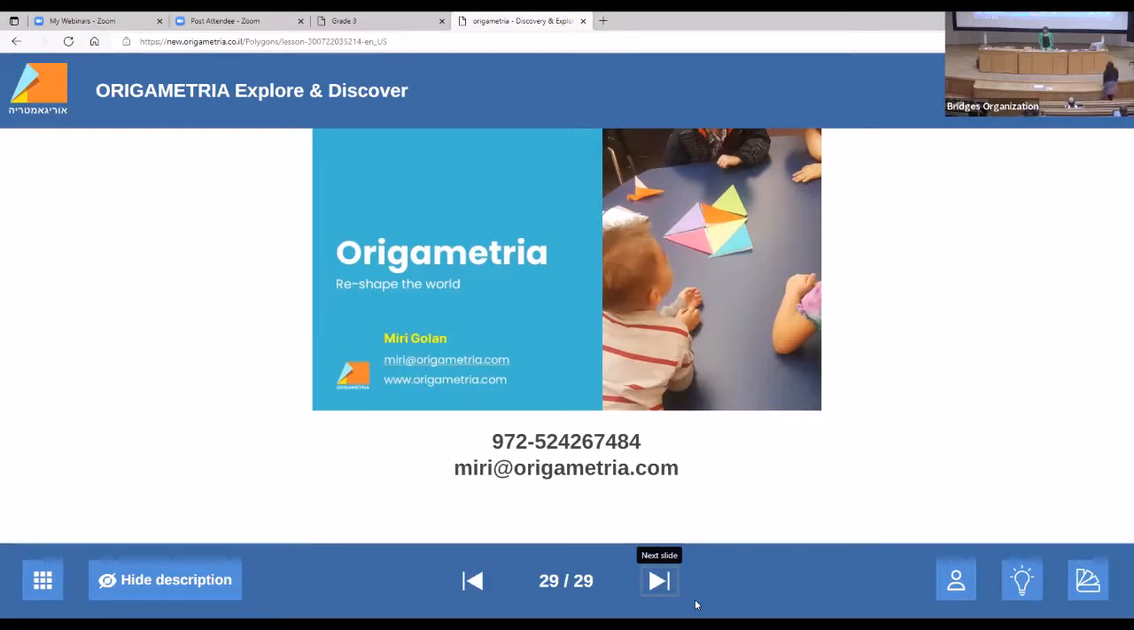But yes, if you use it, you know it. You know what I said to the principal? Because sometimes teachers say, I don't want to teach it. I don't know if I will succeed with origami and all this. So I said to the principal who buys the program, tell your teachers that you're going to come to the lesson they teach with Origametria. So they should teach and you come.